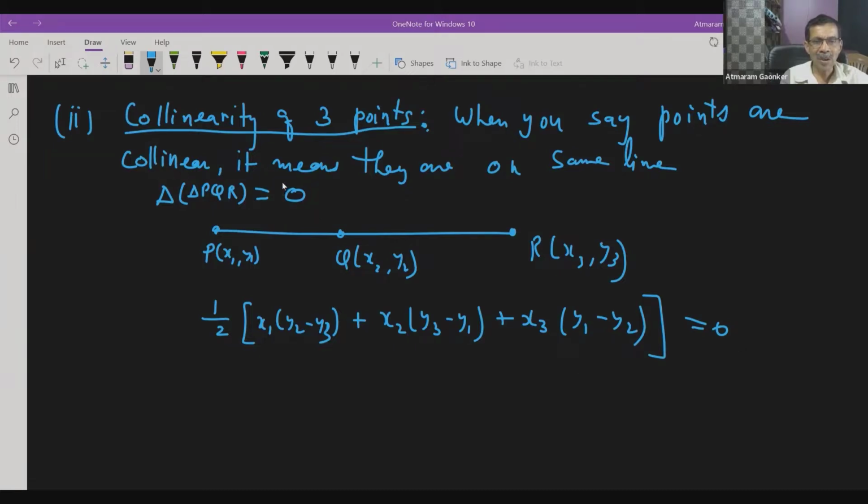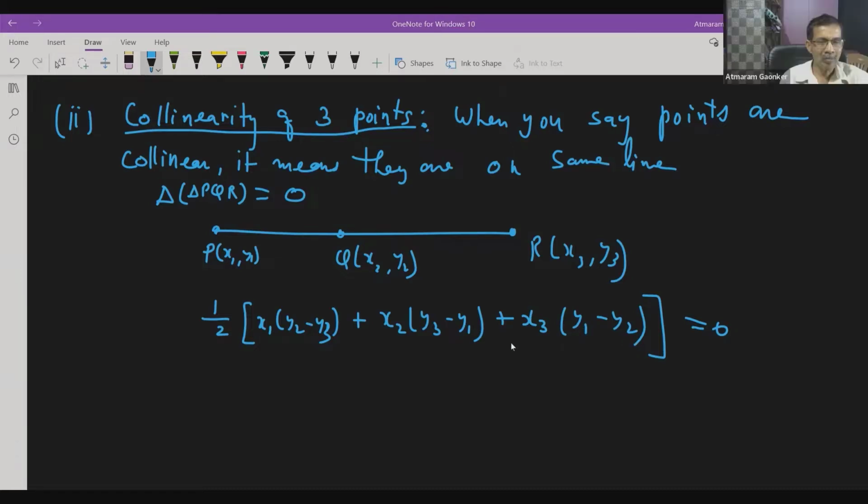So whenever 3 points are given as collinear, you have to write this formula and solve whatever is asked. Or if you are asked to comment whether the 3 points given are collinear or not, you use this area of triangle formula. If the area turns out to be 0, then you say that the 3 points are collinear. And if the area does not turn out to be 0, then you say that they are not collinear. So only these things are there.